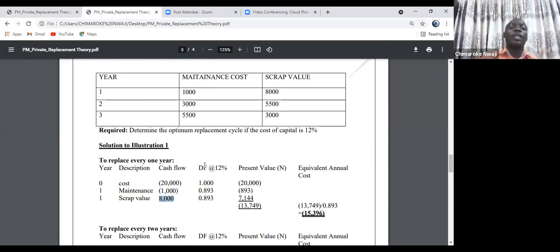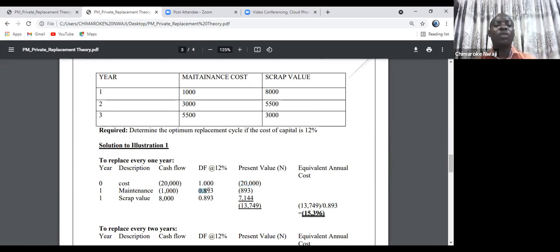Now we're going to use the discount factor, that is DF, at 12%, which is the cost of capital. So for year 0, the discount factor is always 1. Discount factor for any percentage at year 0 is always 1. So when we multiply 1 times 20,000, our present value is 20,000 naira. Okay, so we go to year 1.